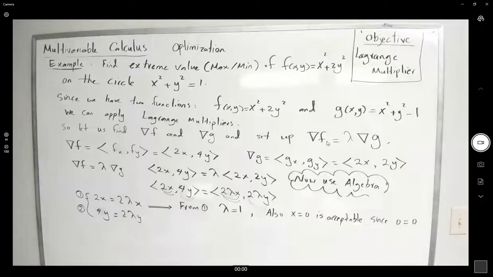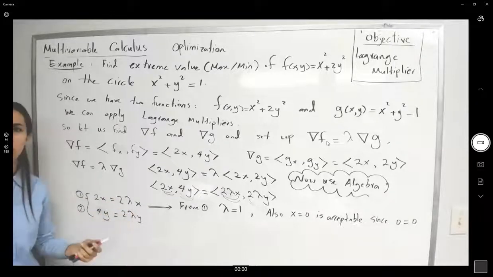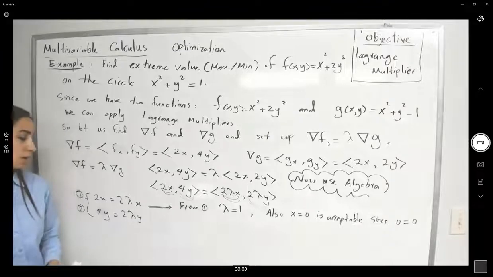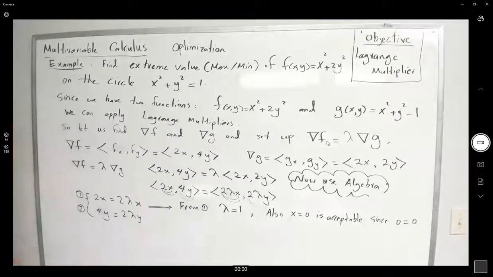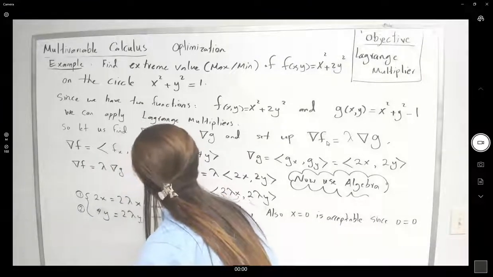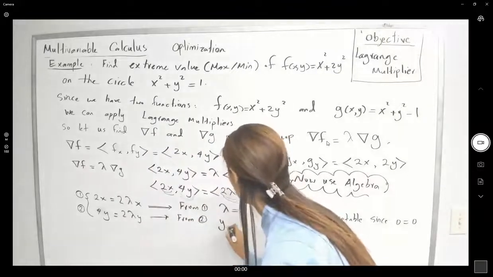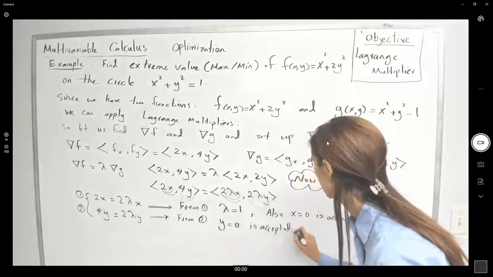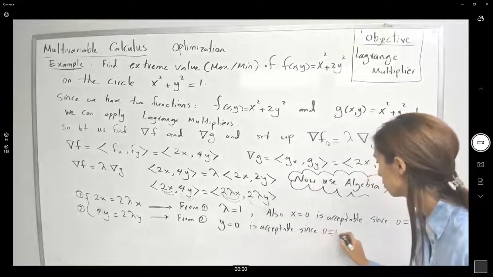What about the second one? So if lambda is equal to 1 in the first equation, lambda cannot be 1 in the second equation. Why is that? We get 4y equals 2y, and the only option that we have is y equal to 0. So from 2, y equal to 0 is acceptable, since 0 is equal to 0.